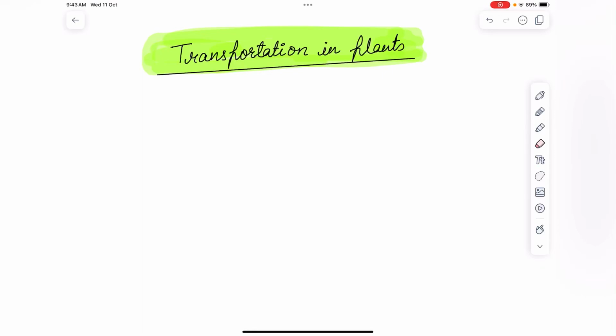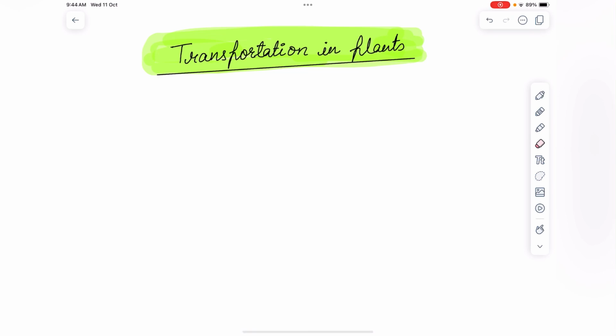Today in this video I am going to start with transportation in plants. Transportation in plants means what? The materials have to be transported from one part of the plant to the other parts of the plant. So in this we will study how transportation takes place in plants.